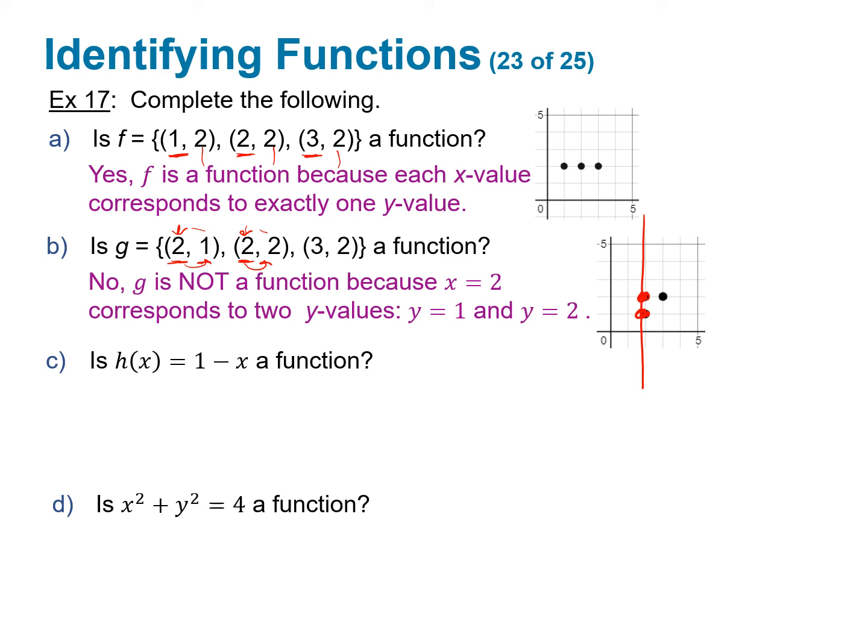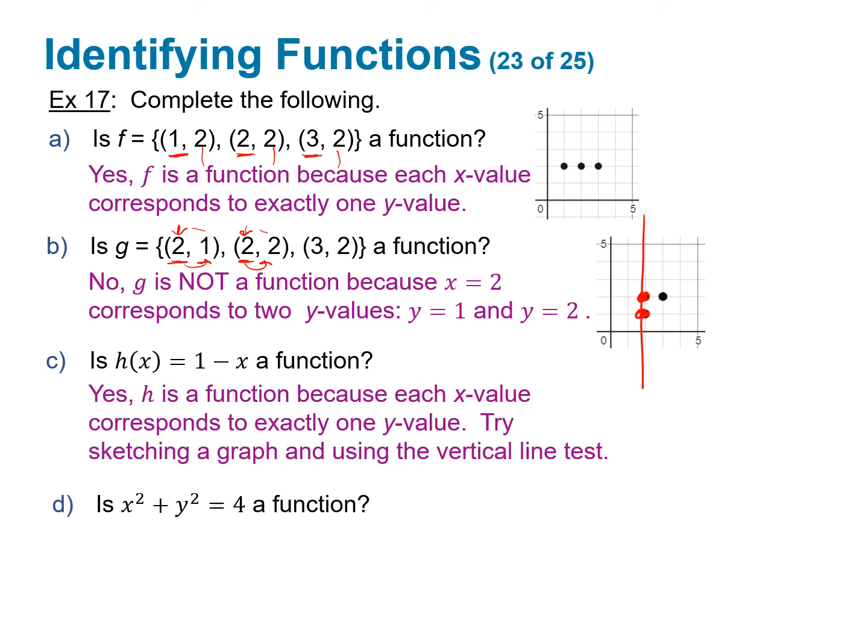Okay. h of x equals 1 minus x is a function. So yes, this is a function. And what we do is we'd actually graph it in our calculators and do the vertical line test. But 1 minus x is actually a line. Lines don't curve and turn and stuff. So therefore it is a function.